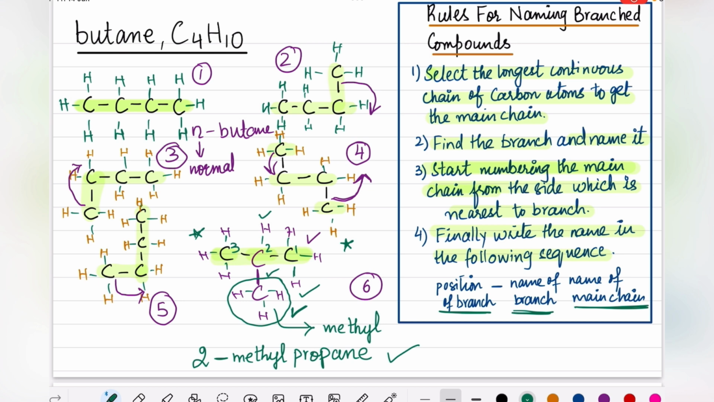So there are 2 isomers of butane. N-butane means normal butane, which is a straight chain structure, and 2-methylpropane, which is a branched chain structure. Both of these structures have the same molecular formula, but their structures are different due to different arrangement of carbon atoms. So these 2 compounds are isomers of each other. This means butane has only 2 isomers.